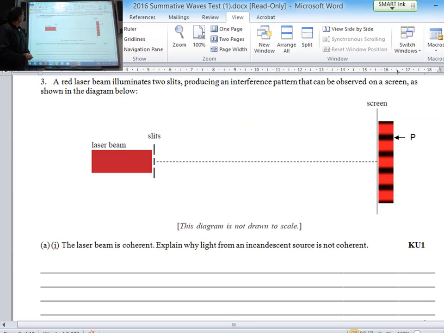Okay. So here we've got a red laser beam for number 3, illuminating 2 slits there, producing an interference pattern. You'll notice it does not need a single slit here because you've already got coherent light in the laser beam, which means it's maintaining a constant phase relationship.